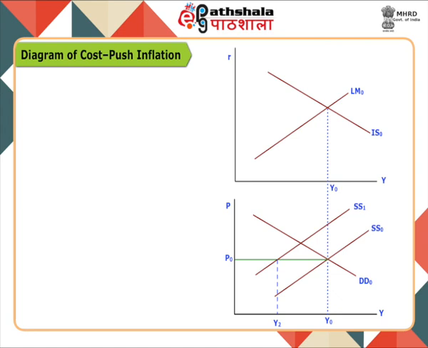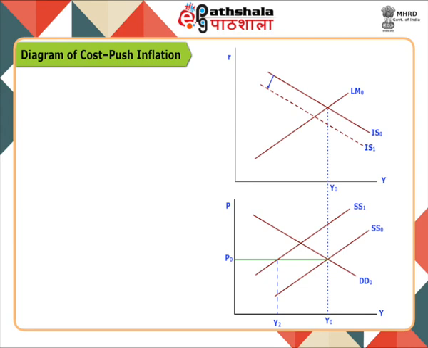The shortage of supply shall build pressure on the existing price level, and as a consequence, price levels shall start rising. Due to the increase in price level, the IS curve shall shift to the left. In the upper panel of the diagram, due to the increase in price level, the IS curve again shifts to the left, that is, from IS0 to IS1.